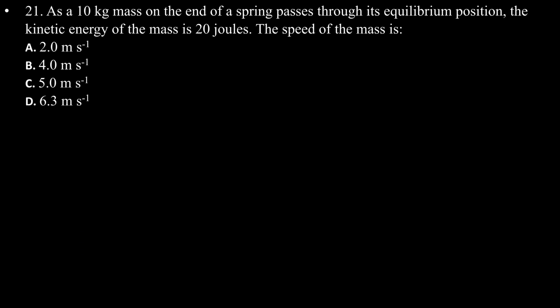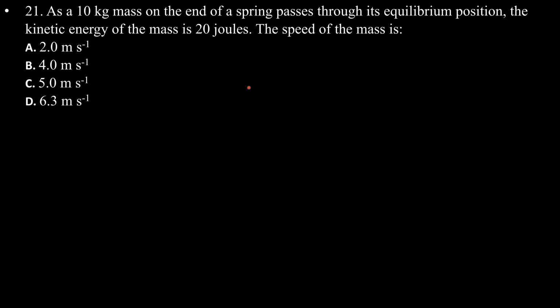Perfect. As a 10-kilogram mass on the end of a spring passes through its equilibrium position, the kinetic energy of the mass is 20 joules. The speed of the mass is, all right, this is very easy, right? Because they've given you kinetic energy around that equilibrium position and they're asking for the speed around that same equilibrium position. So there's really no work here.